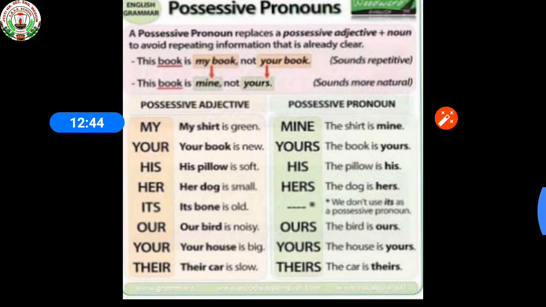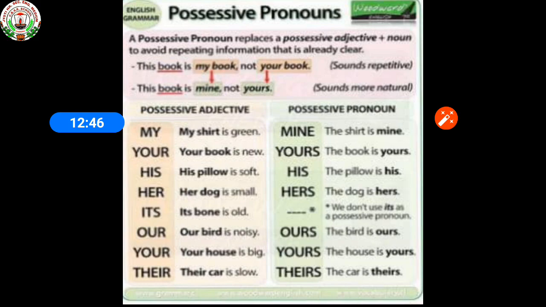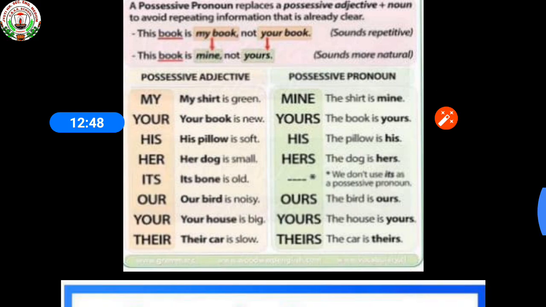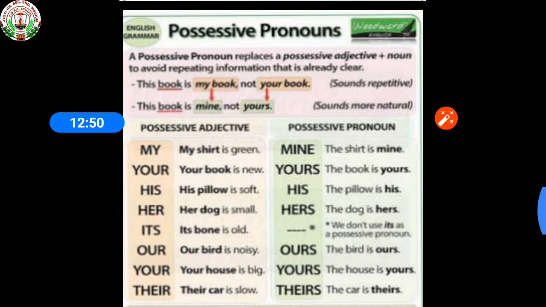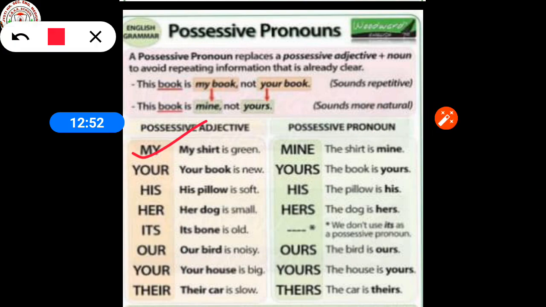You can see more examples related to possessive adjectives. My shirt is green. Your book is new. His pillow is soft. Her dog is small. Its bone is old. Our bird is noisy. Your house is big. Their car is slow. So these all relate to possessive adjectives.